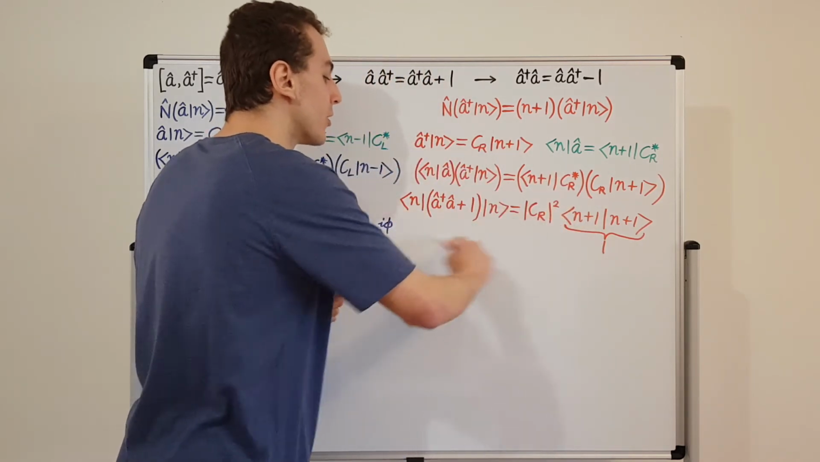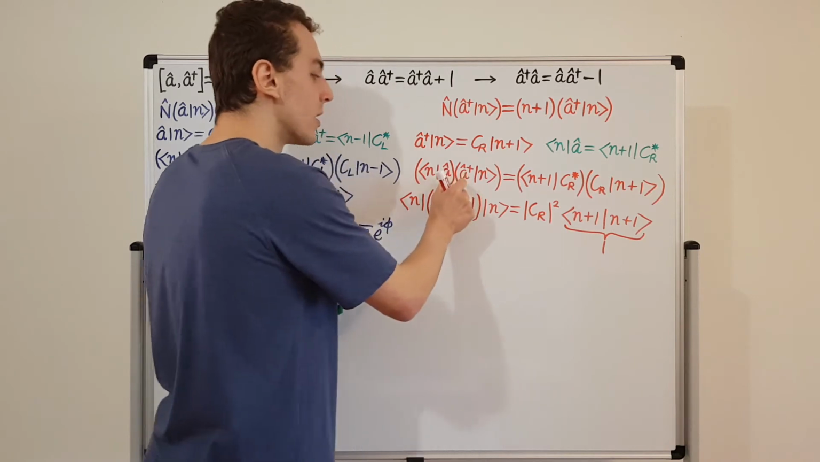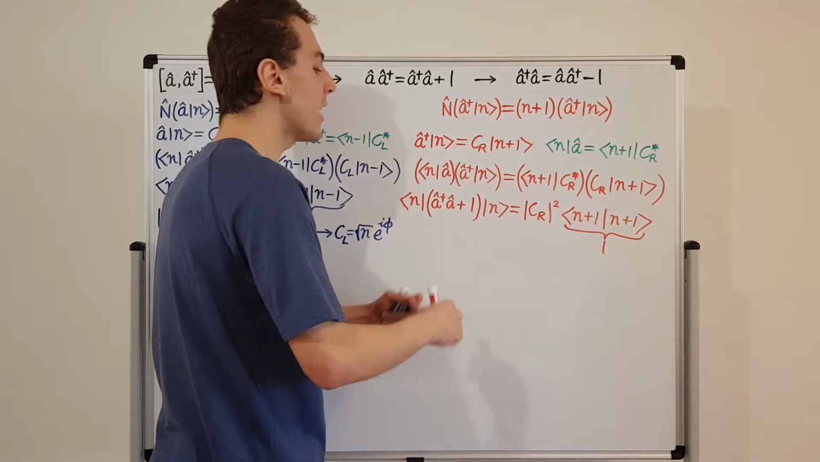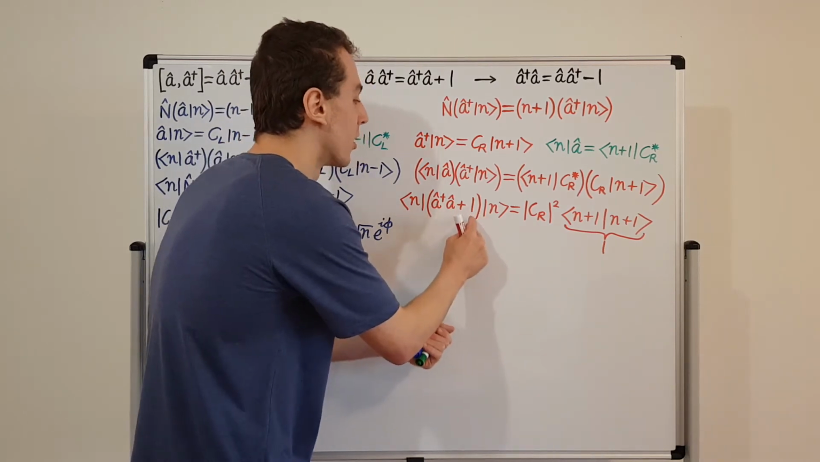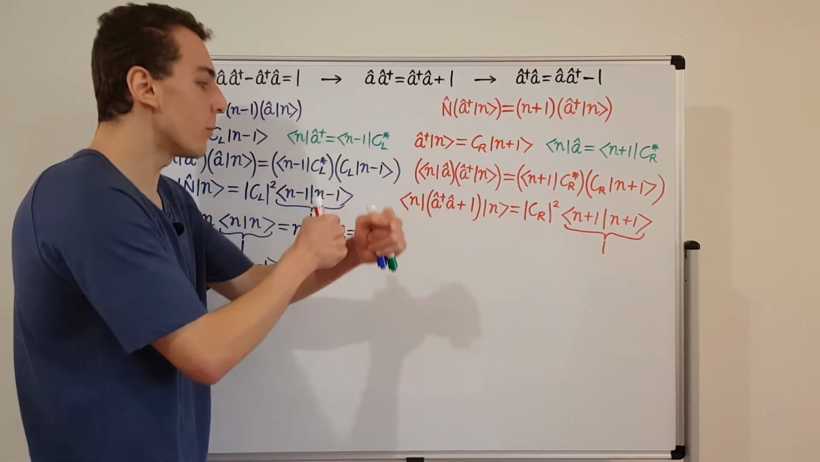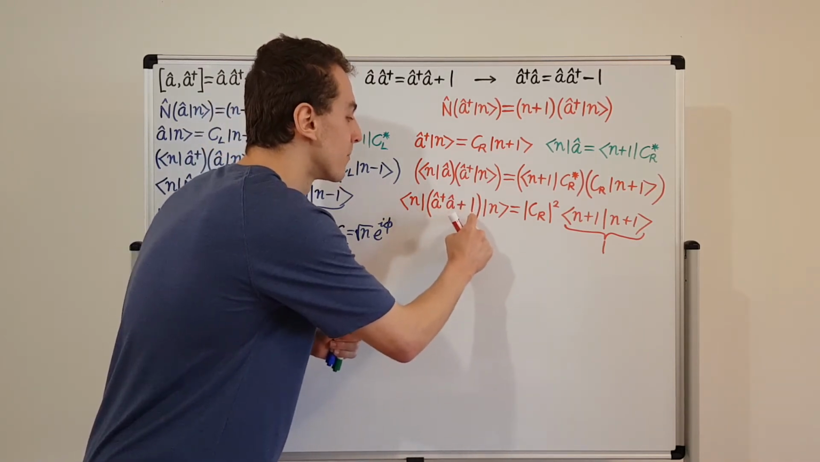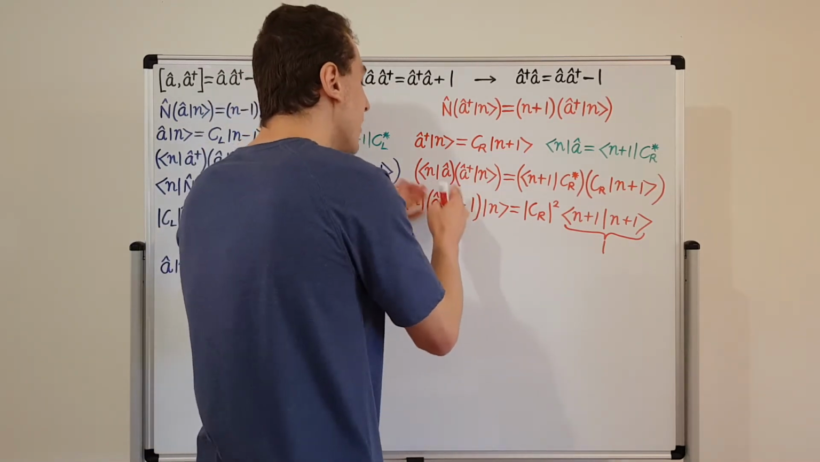But what is going on on this left-hand side? So now that we've swapped these guys over, we've turned a a dagger into a dagger a, we've also had to add to that the commutator of these two guys. So if you swap them over, you have to take into account the commutator, and that's what this 1 is doing over here.